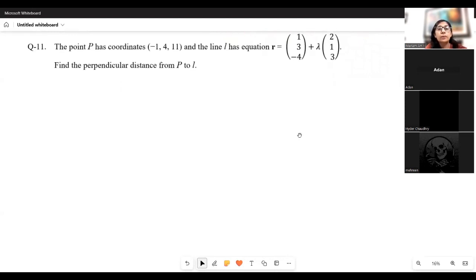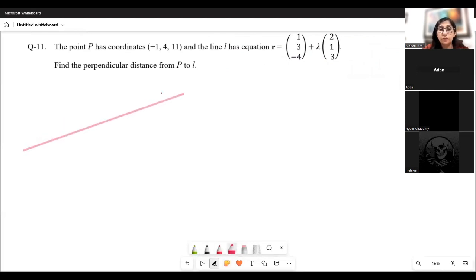Point P has coordinates minus 1, comma 4, comma 11, and line L has equation R equals this. Find the perpendicular distance from P to line L. We've literally done this tens of times. I hope by now you remember the method. Because the only tricky part is remembering the steps.